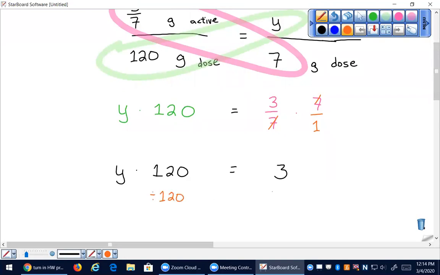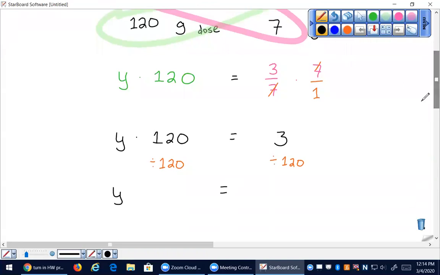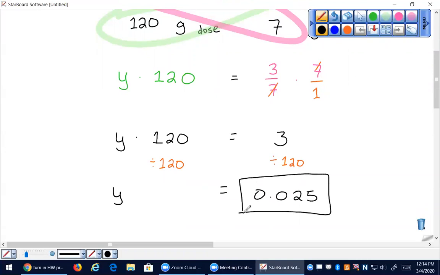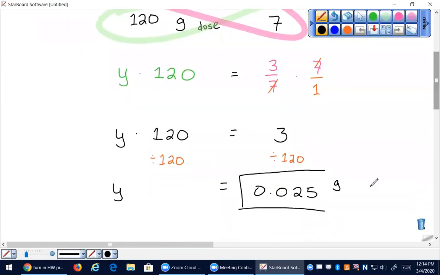The thing that's stuck onto y is a times 120. So the opposite is a divided by 120. So 0.025. And as a shortcut, we could just do... Yes, if you're done at Math 20 and not going into Math 60, do the little shortcut, if you want. Whoops, word problem, I need to label my answer. Grams, and which one am I looking for? The grams of active.